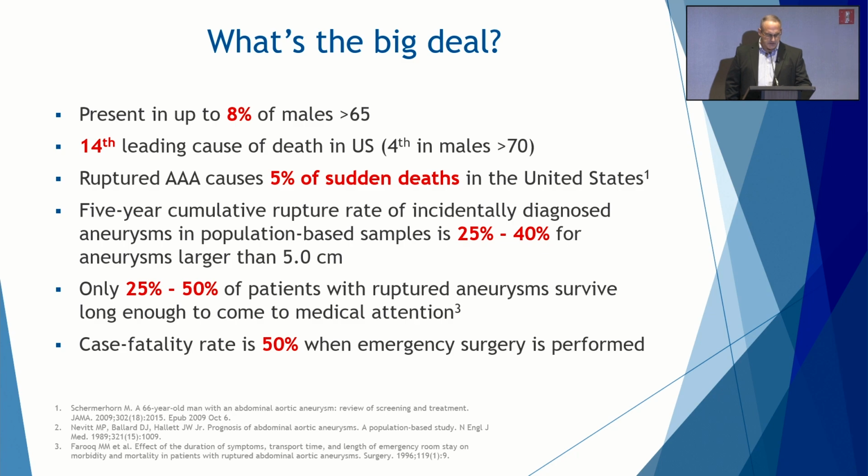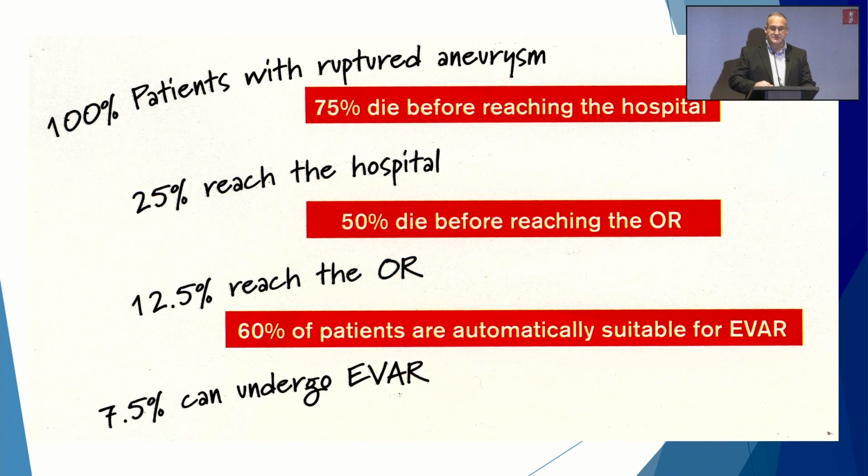in the United States. The 5-year cumulative rupture rate of incidentally diagnosed aneurysms in population-based samples is anywhere from 25 to 40% for aneurysms larger than 5 centimeters. And only about 25 to 50% of the patients actually will survive long enough to get to a hospital. The case fatality rate for ruptured aneurysm is around 50% when emergency surgery is performed. So if you look at the numbers of the 100% of patients that have a ruptured aneurysm, only about 25% may reach the hospital, and then 12.5% may reach the OR, and of those, maybe only 70.5% can undergo an endovascular aortic repair.